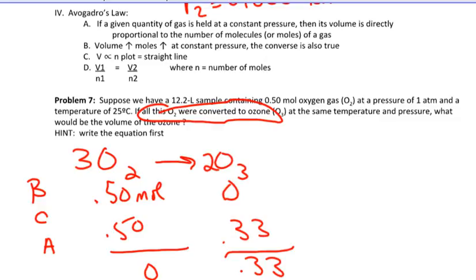So I think we're ready to rock and roll. We're trying to find volume of ozone. I have volume of oxygen. I have moles of oxygen. I have moles of ozone. You can solve for V2. Why don't you pause this, finish off the problem, and see how you do.